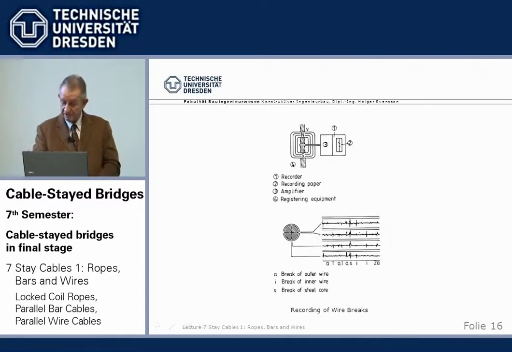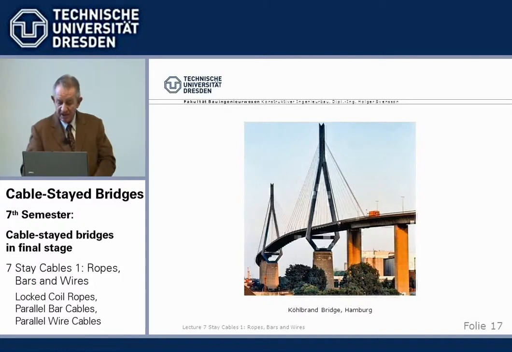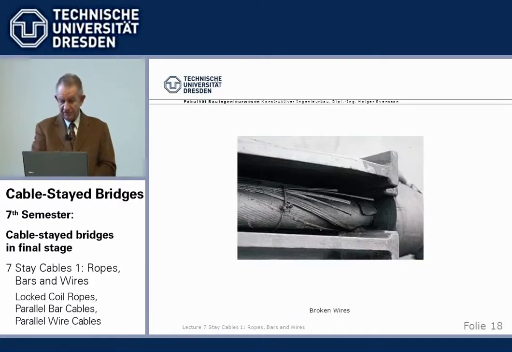But we must know. There were a few incidences, mainly with the old type of lock coil ropes, which I would like to share with you. Famous is the Köhlbrand Bridge in Hamburg. You see here at the anchorage outer wire breaks. We see that with the naked eye. And finally, so many wires of so many cables broke that all cables had to be exchanged.